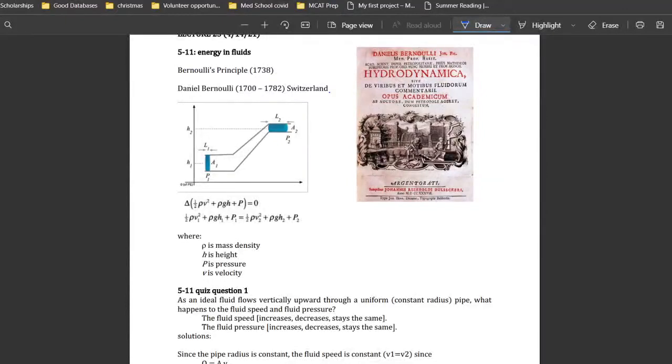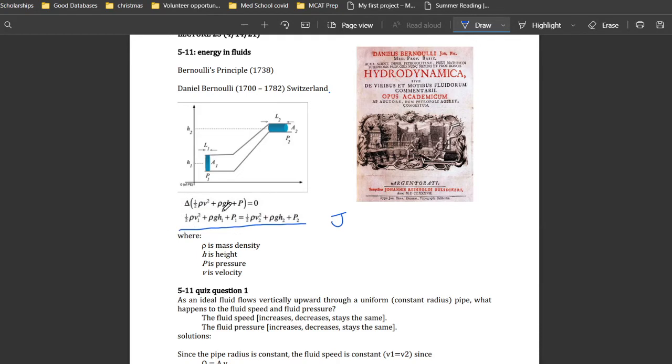Hello everyone. Today we are talking about energy in fluids and specifically Bernoulli's equation. Bernoulli's equation denotes the pressure and the energy of a fluid passing through a pipe. So right off the bat, you hear the phrase energy, we're thinking joules, energy in joules.